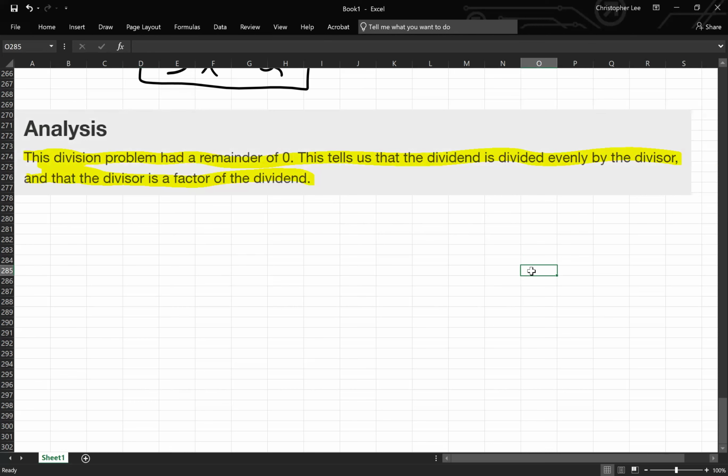So just a little analysis real quick. The division problem had a remainder of 0. This tells us that the dividend is divided evenly by the divisor, right? And that the divisor is a factor of the dividend. Just pointing out the obvious.